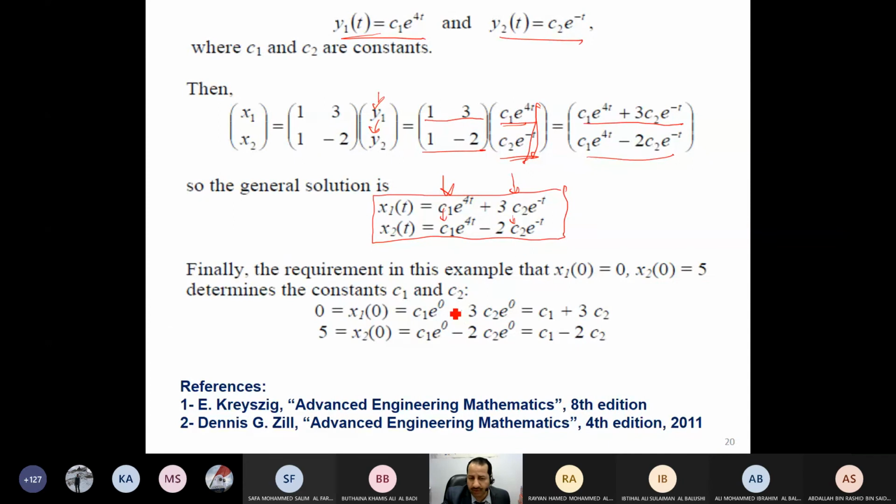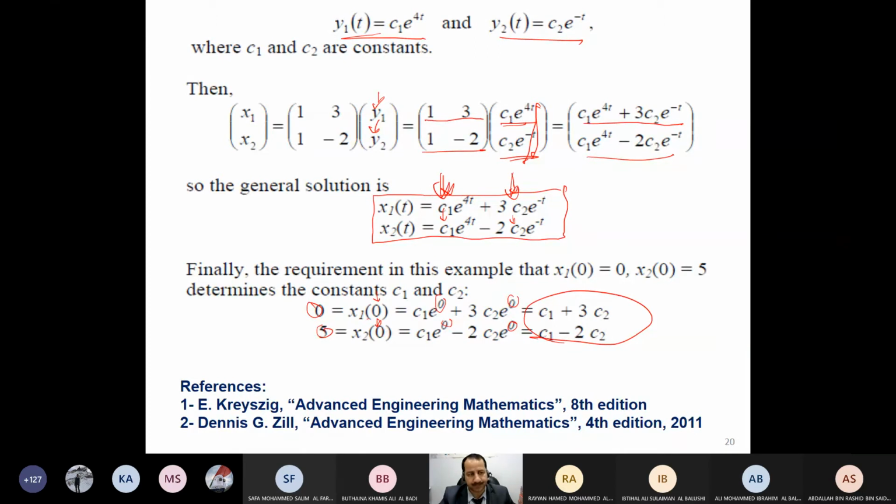I will substitute for time by 0, as you can see here, everywhere by 0. And x1 at 0 is 0, x2 at 0 is 5. And solve this set of equations simultaneously. A set of simple equations simultaneously. Then I got C1 and C2 and go back to substitute here. Let me summarize.